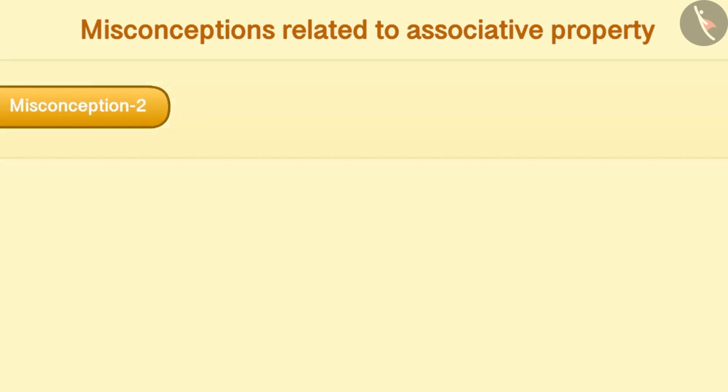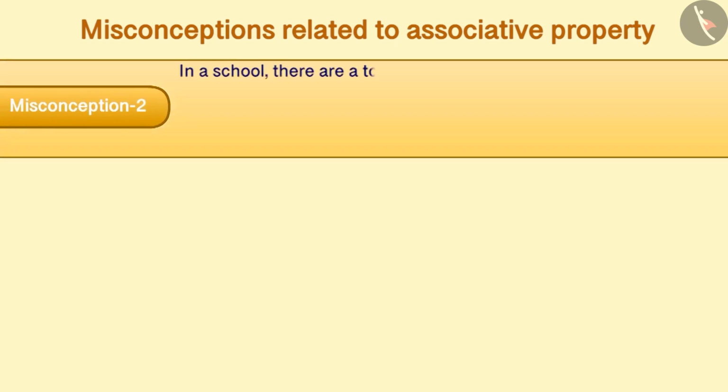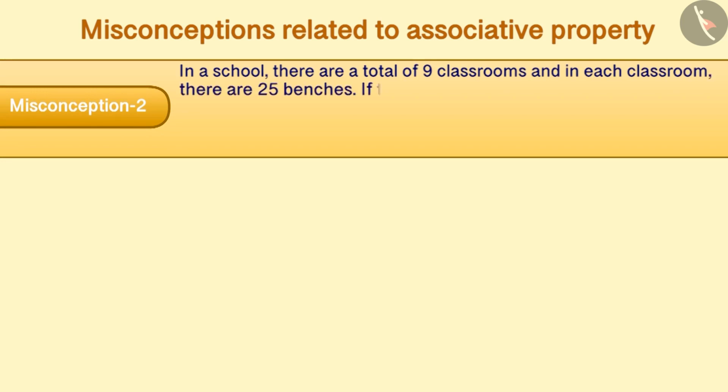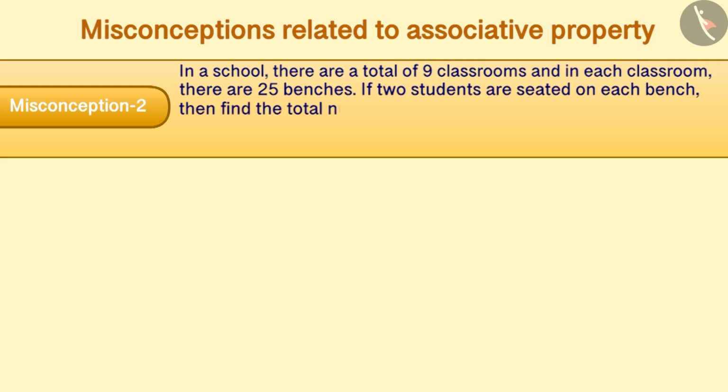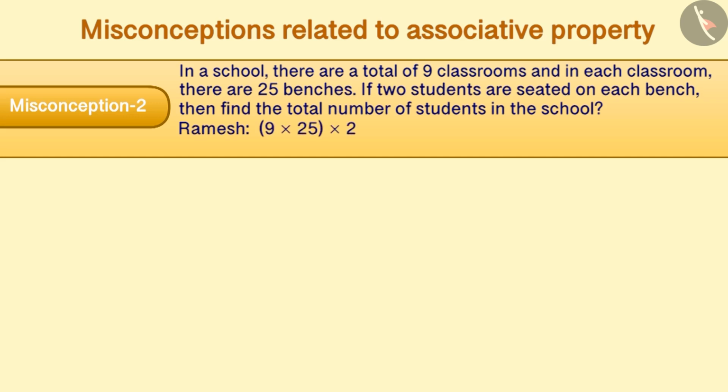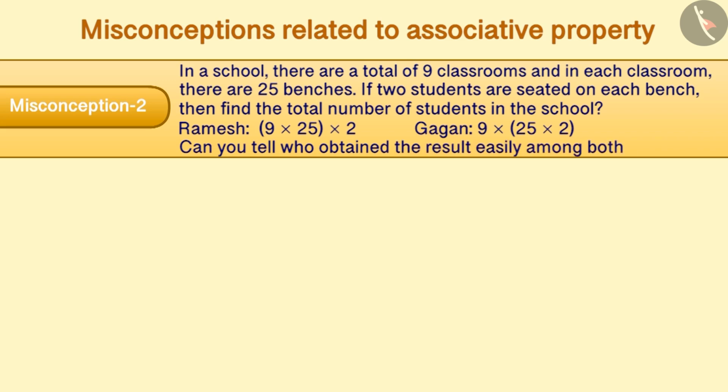Misconception 2. In a school, there are a total of 9 classrooms, and in each classroom there are 25 benches. If 2 students are seated on each bench, then find the total number of students in the school. Ramesh solved this question as (9 into 25) into 2, and Gagan solved this question as 9 into (25 into 2). Can you tell who obtained the result easily among both of them?